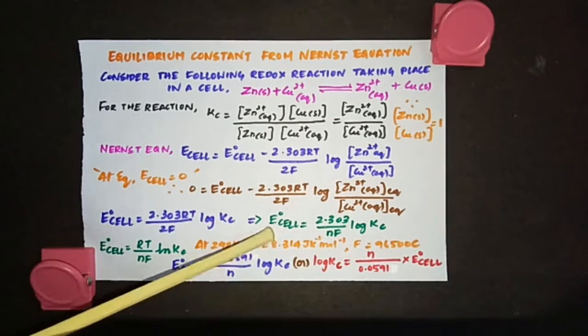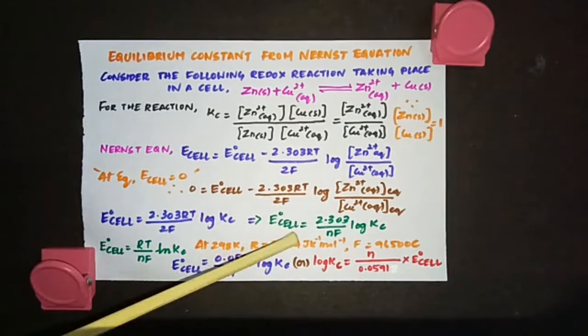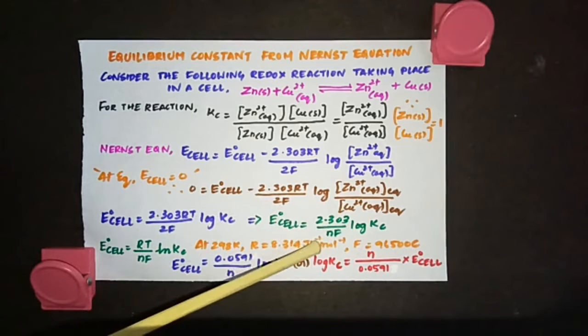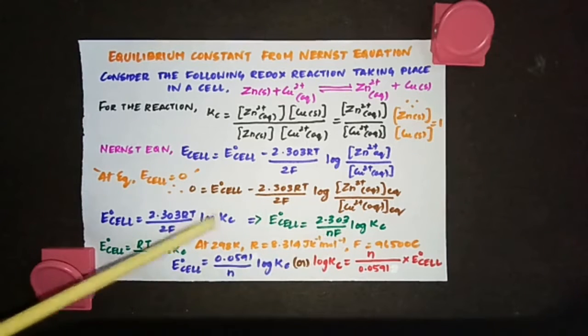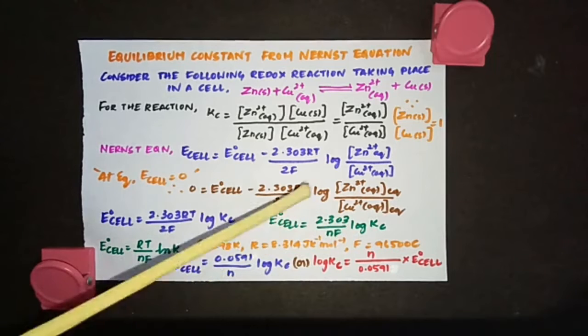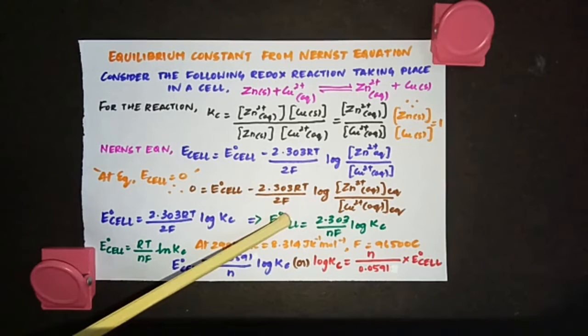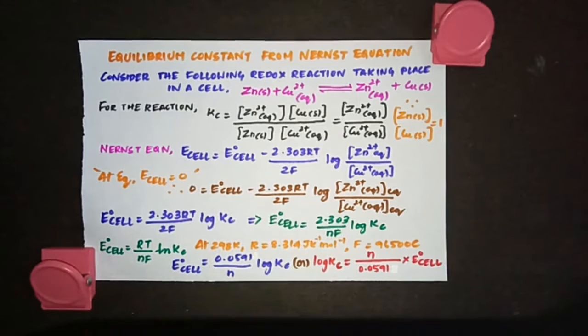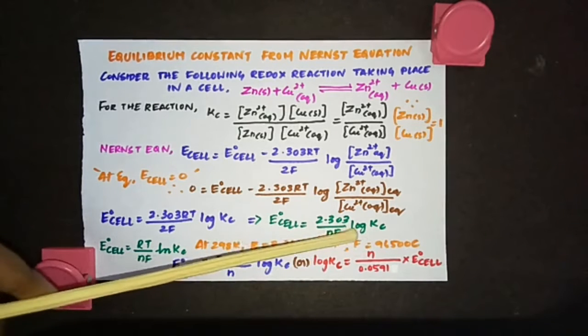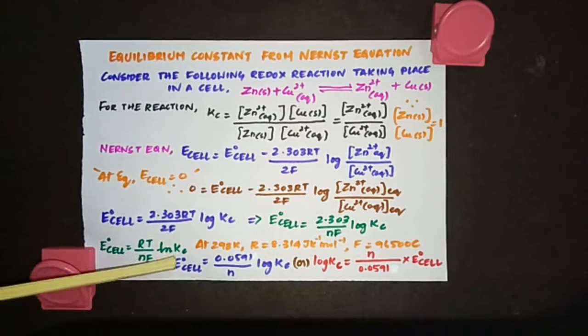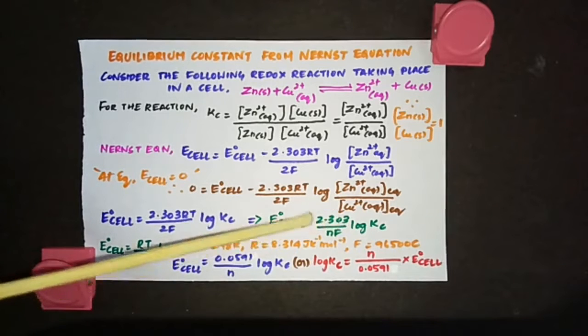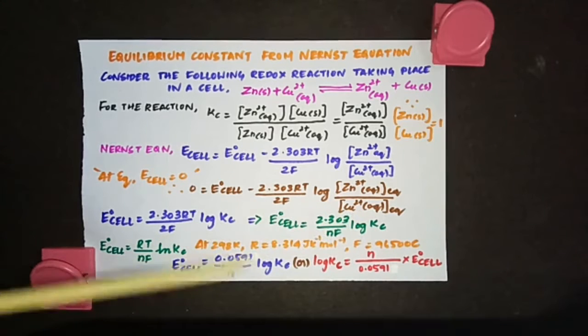So for general representation, E naught cell is equal to 2.303 RT by nF, F is Faraday, log Kc. So you can calculate standard reduction potential from the equilibrium constant value. So for deriving that equation, we are using the Nernst equation. So this is for the log to the base 10. In your book, it would have given like natural logarithm. So you can remove this 2.303 log, and instead of that, you can put ln Kc.